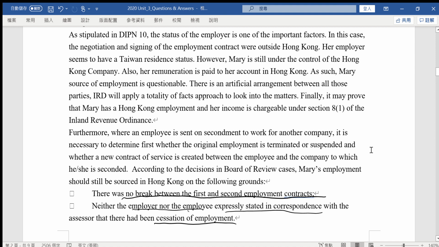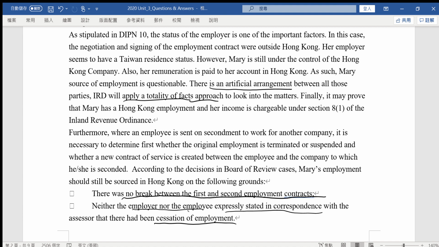I already mentioned that the IRD, the Inland Revenue Department, has a provision: if there is any artificial arrangement, what will be the action? The IRD will look beyond the three factors. That means the three factors will not be taken into consideration. They will look into the facts, and they will apply the totality of facts approach to look into the matter.